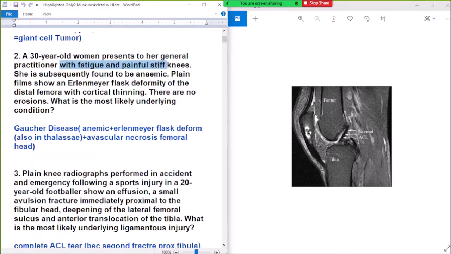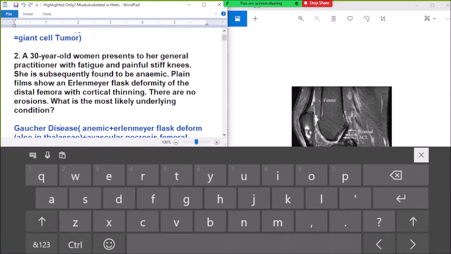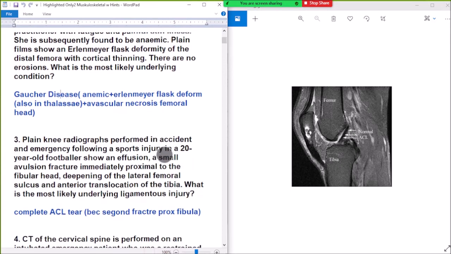Woman with fatigue and stiff knees, has anemia, and plain film shows Erlenmeyer deformity of the distal femur with cortical thinning, diagnosed as Gaucher disease. In thalassemia, there is also Erlenmeyer deformity, but there is avascular necrosis of the femoral head also in thalassemia. Okay, but we'll see this afterwards. But now she has Gaucher disease: anemia plus Erlenmeyer deformity.